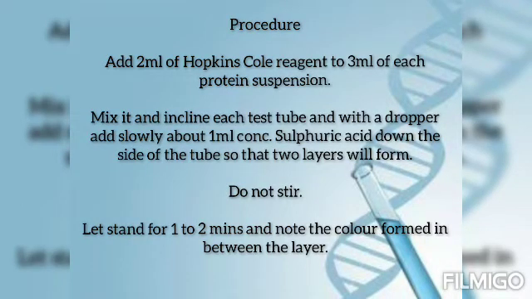Procedure: add 2 ml of Hopkins-Cole reagent to 3 ml of each protein suspension. Mix it and incline each test tube, and with a dropper add slowly about 1 ml of concentrated sulfuric acid down the side of the test tube so that 2 layers will form. Do not stir. Let stand for 1 to 2 minutes and note the color formed in between the layers.